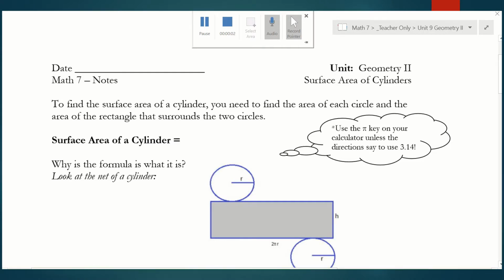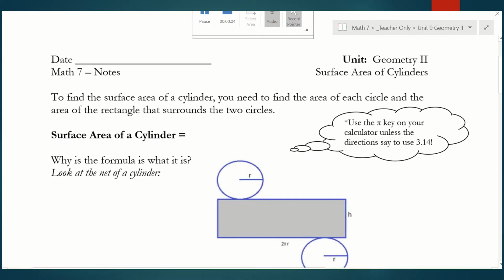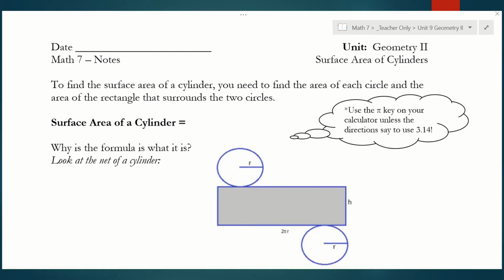Hi everyone. So we have one more shape that we're going to learn to find the surface area of, and that shape is a cylinder. I want you to think about a cylinder like a can of soup. That's a cylinder. It's made up of two circles, the top and the bottom of the can. And then the shape that goes around the outside of the can, if you were to peel off the label on the can, what shape would it become if you flatten it out? It would be a rectangle.